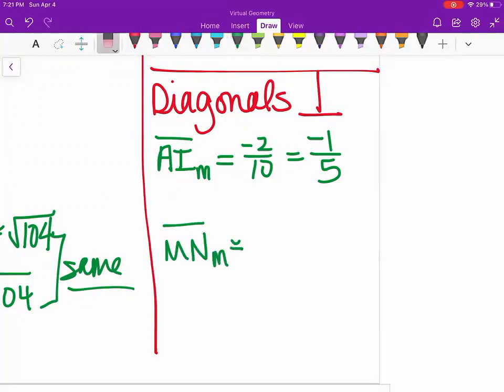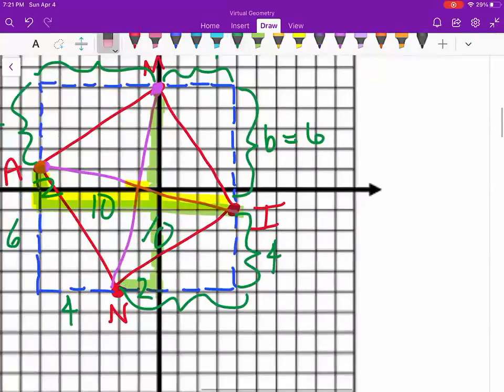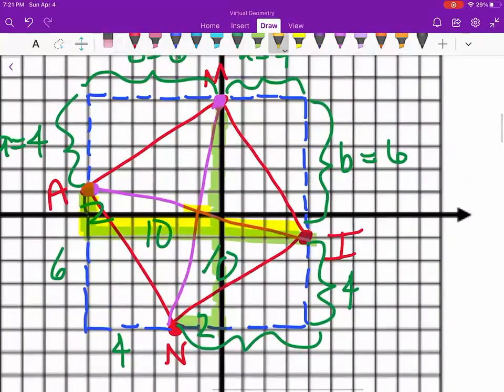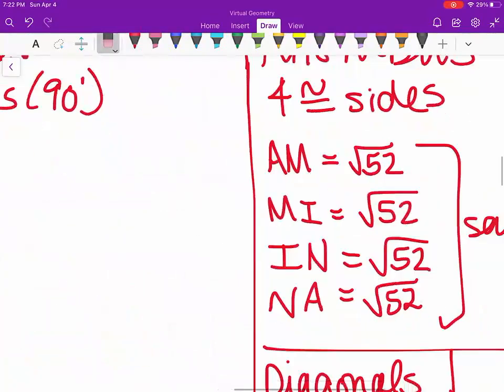Let's go look at that one. So we went 2 to the right and up 10.